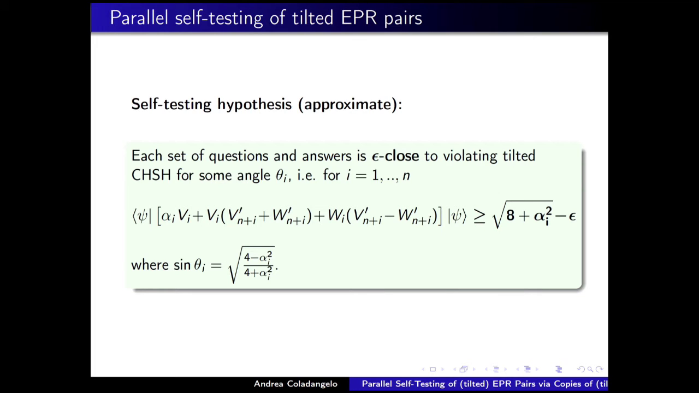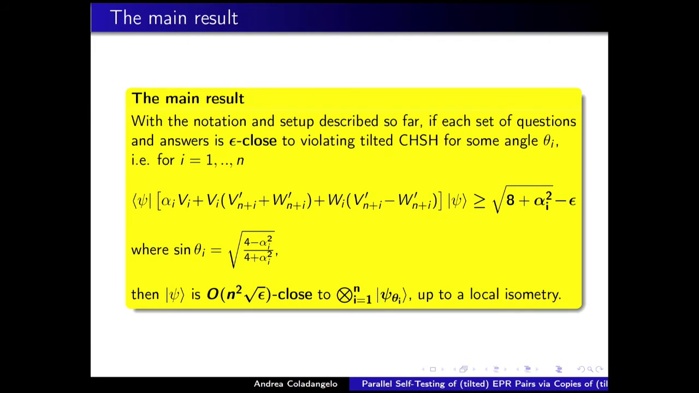Very naturally, the self-testing hypothesis becomes that each set of question and answers is epsilon close to violating some tilted CHSH for some angles theta_i, and the theta_i's for i equals 1 to n can be different. And then finally, we can state our main result, which is that suppose this self-testing hypothesis holds, then psi has to be order n squared square root of epsilon close to a tensor product of tilted EPR pairs with the corresponding angles theta_i, up to a local isometry.